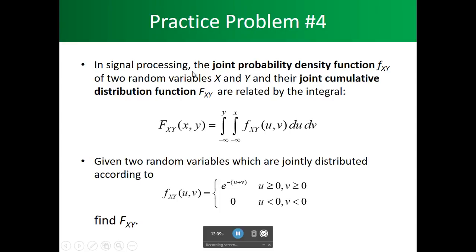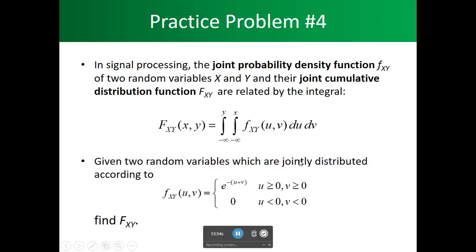In signal processing, the joint probability density function, f at x, y, of two random variables, x and y, and their joint cumulative distribution function, F at xy, are related by the integral. F of xy equals the integral as y goes to negative infinity and x goes to negative infinity of f at xy, u, v, du, dv. So instead of using dx, dy, we're using du, dv. That shouldn't be difficult.